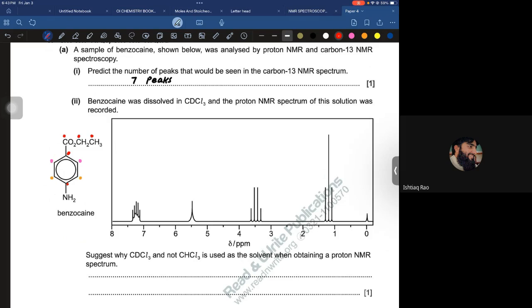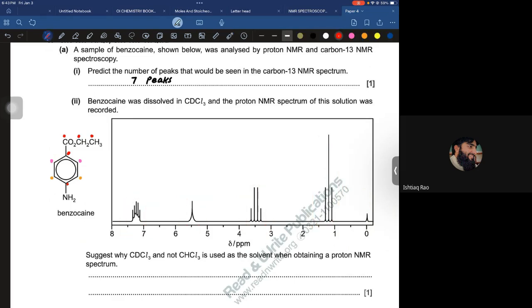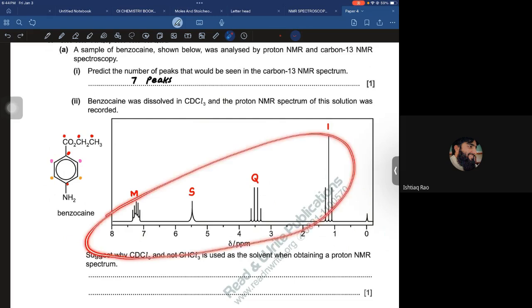Okay, now you can see it's a singlet, the TMS peak because it's at 0. Then you have a triplet, then a quartet, then a singlet, then a multiplet. So how many total environments are there? And it's the proton NMR, not carbon-13 NMR. How many peaks would be there in the low resolution NMR?